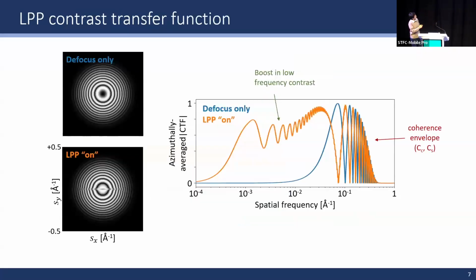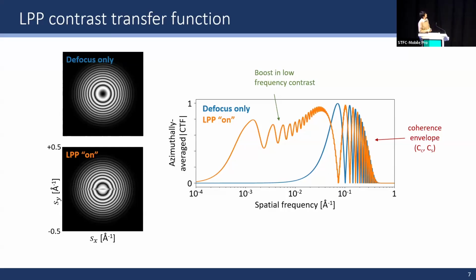So this is your normal defocus spaced CTF. With the laser phase plate on, you see that the low frequency information is boosted by a lot. At high frequency, assuming we still apply some defocus, we still have these oscillations. And at high frequency, we're still limited by the coherence envelope, which is determined by chromatic and spherical aberrations in the system. So that's enough theory for now.